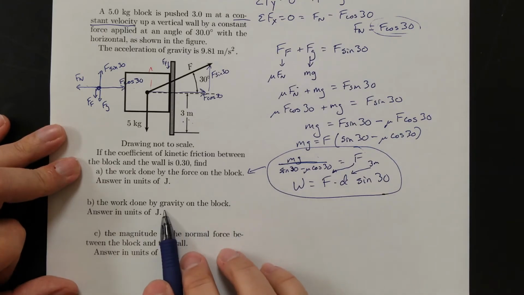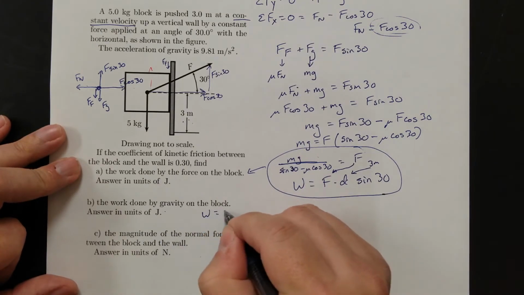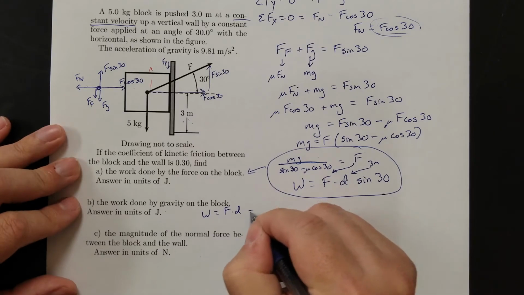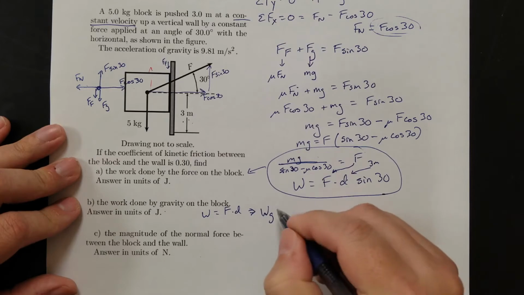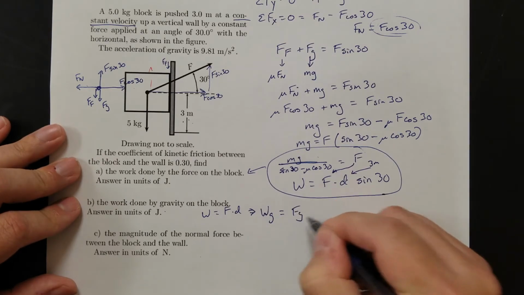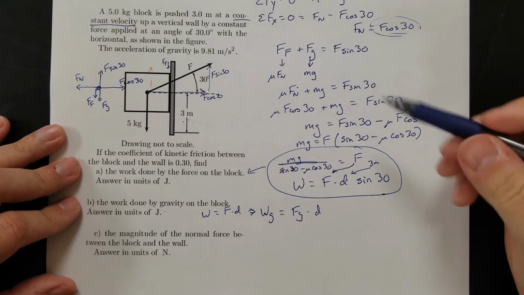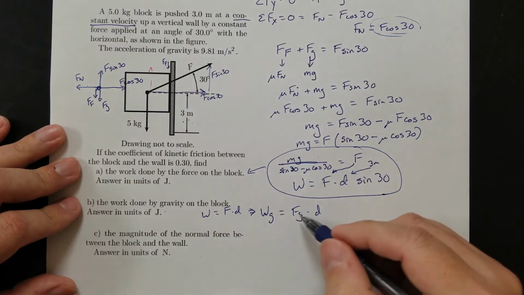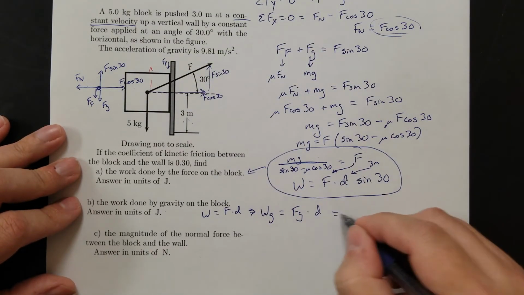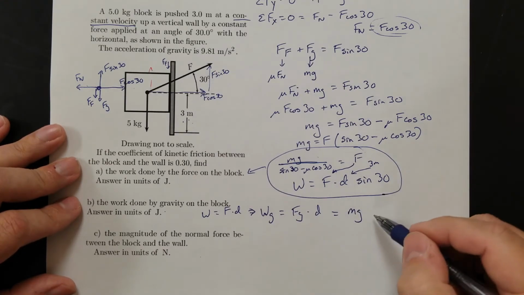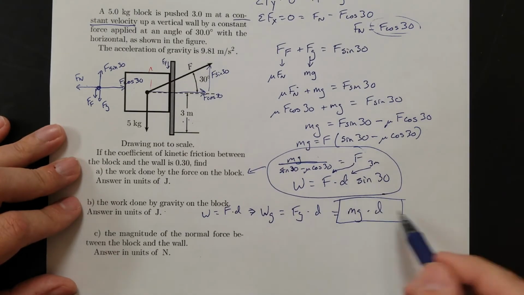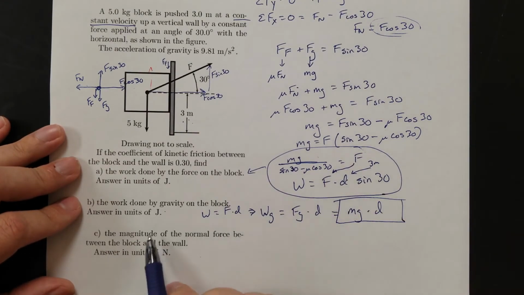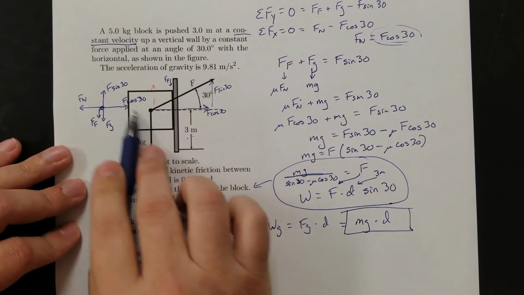So the work done by gravity, work is just force times distance. The work done by gravity is going to equal the force of gravity times the distance the block moved, and it's all in the same direction. So the force due to gravity is just the weight of the block, which is mg, and the distance is the distance it moved. So my work would just be the weight times the distance. Easy. Now, magnitude of the normal force between the block and the wall. Oh, wow. It helps to draw free body diagrams.